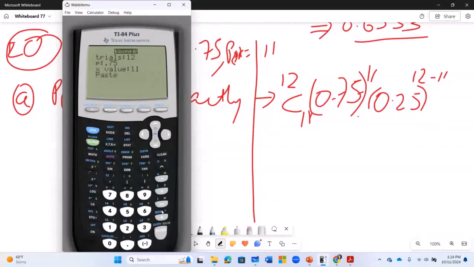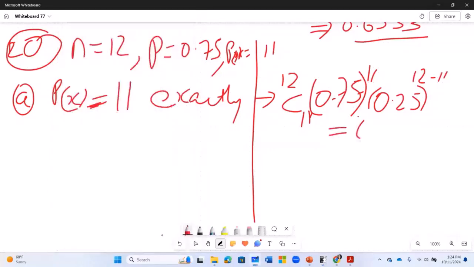Calculate. Tell my calculator to calculate. I've already written the formula, so I can just write my calculate. And so that probability is 0.1267. So the probability that I just get exactly 11 is 0.1267. If my answer is 1 point something, I made a mistake.